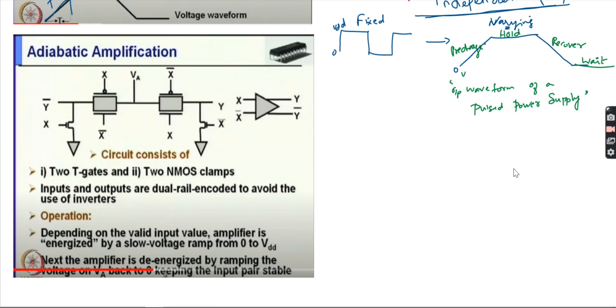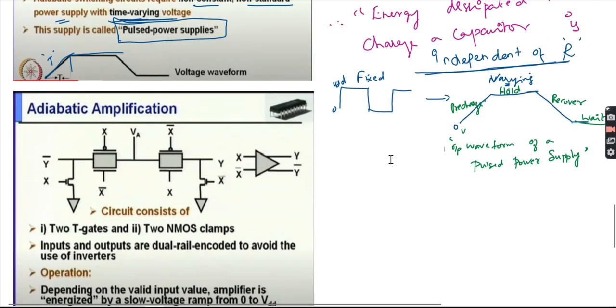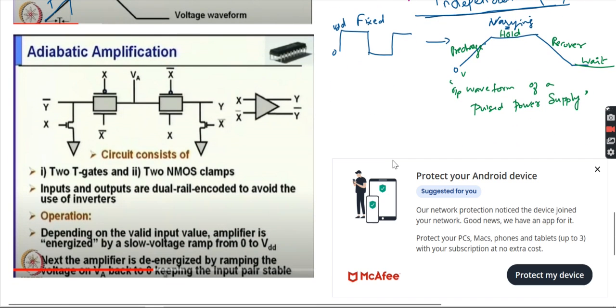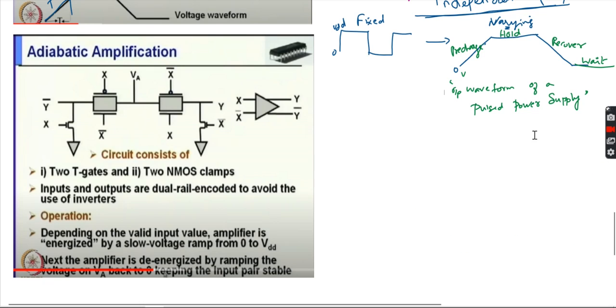Now let us go for the first topic, the adiabatic amplification circuit. Let us study the adiabatic amplifier circuit. This is the adiabatic amplification circuit mentioned here. What is amplification? Amplification is a fundamental operation performed by electronic circuits to increase the current or voltage drive. Just remember, it is amplification here.